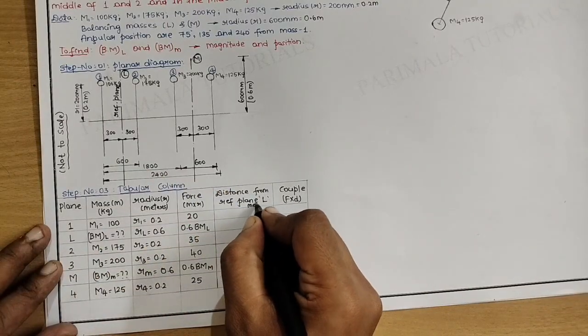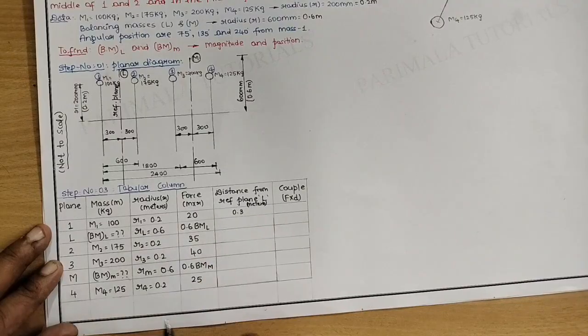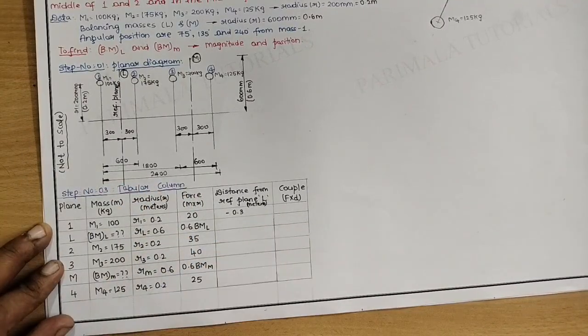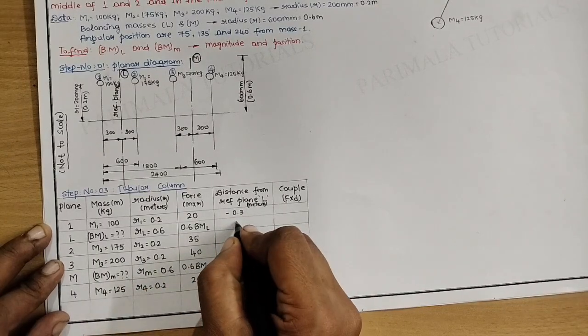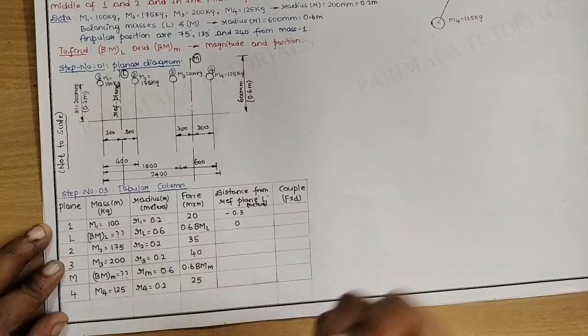This should be in terms of meters once again, so that would be 0.3 meters. Yes, your thinking is right. Since it is towards the left hand side, this value is negative. And the distance from the reference plane L, this itself is the reference plane. Henceforth, this value is 0. Hope it is clear. Now, one unknown term is minimized already.